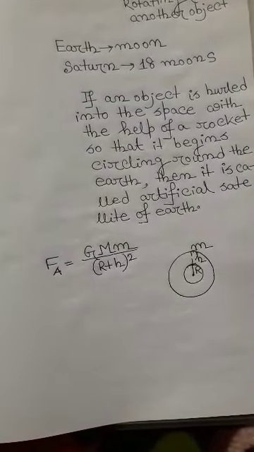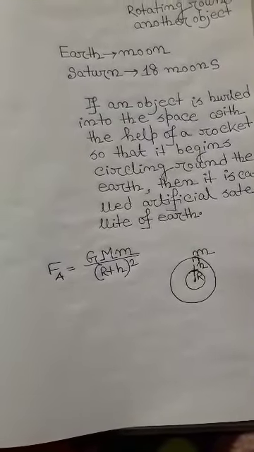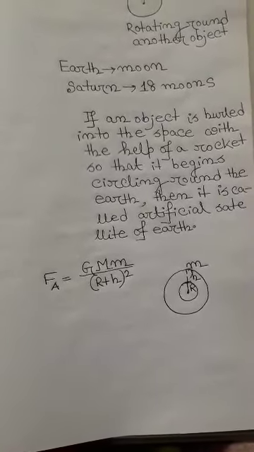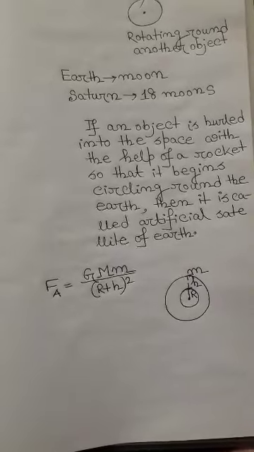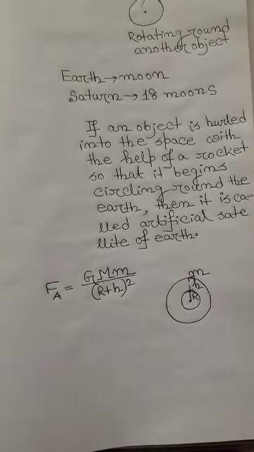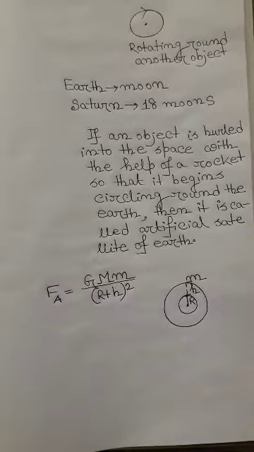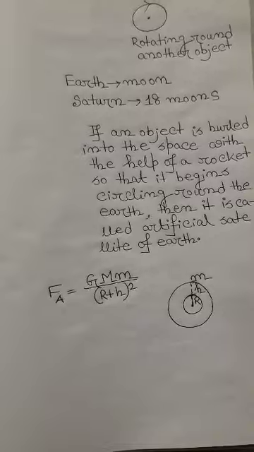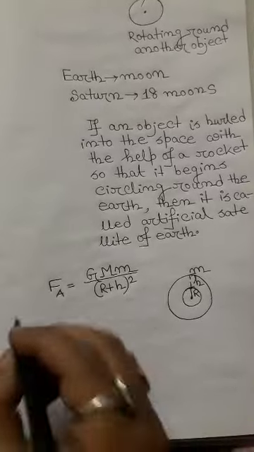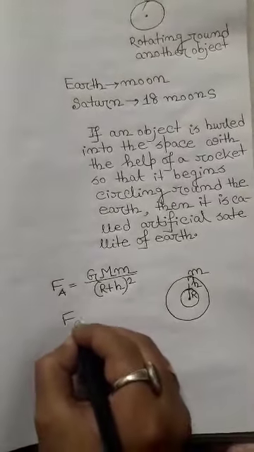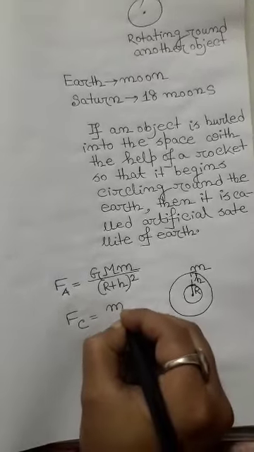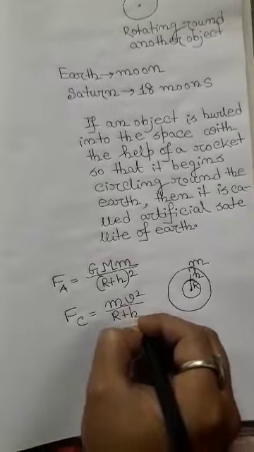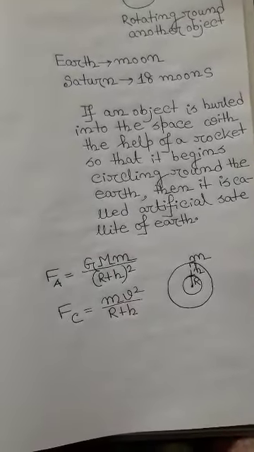Now since the satellite is rotating around the earth, for any circular motion there must be a centrifugal force, the fictitious force. So what will be the expression of this centrifugal force due to the rotation of the satellite? This centrifugal force will be m into v squared by R plus h. Here v is the orbital velocity of the satellite.